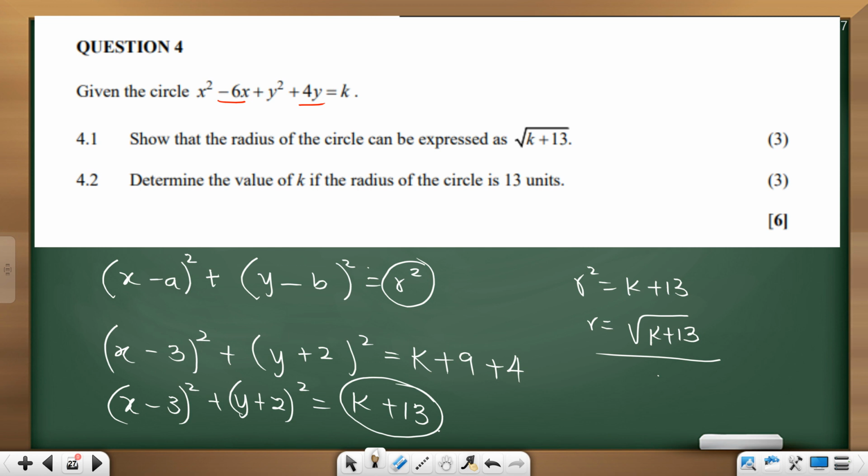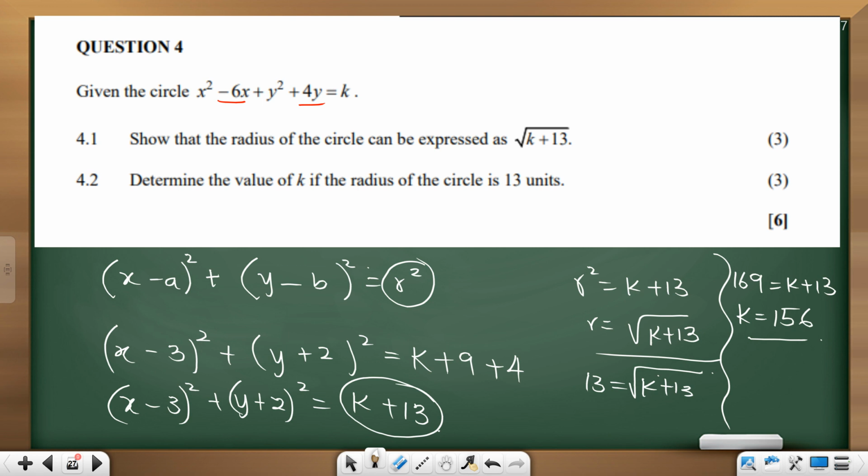Now, determine the value of K if the radius of the circle is 13. I don't see why they're asking this. Radius is 13. R is 13. We want K. There's a square root there. So what do we do? Square both sides to get rid of the square root. What would that give us? 13 squared, right? 169 equals to K plus 13. So what is K, therefore? 169 minus 13 to give us what? We are done.